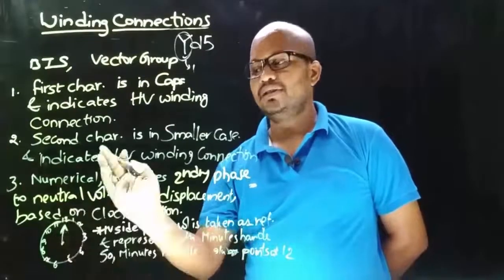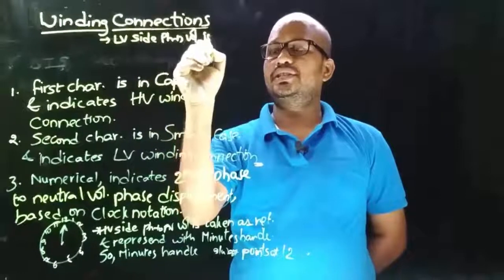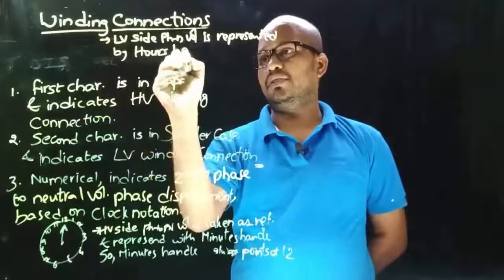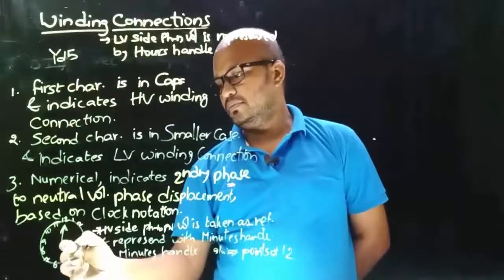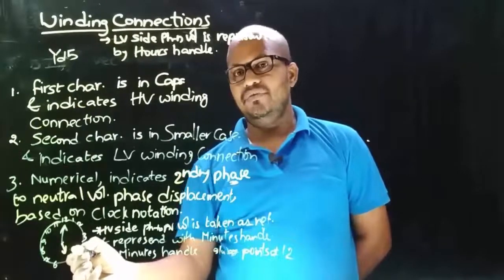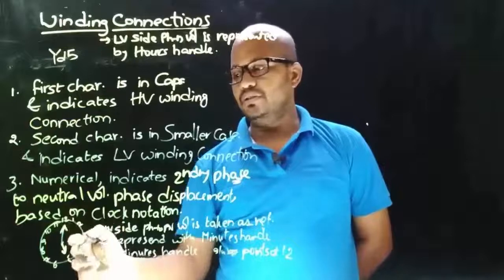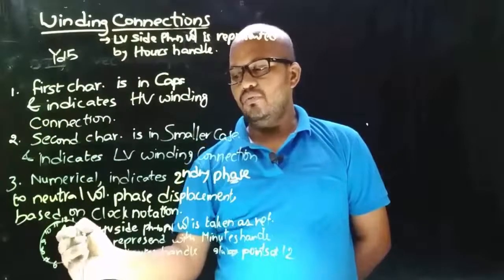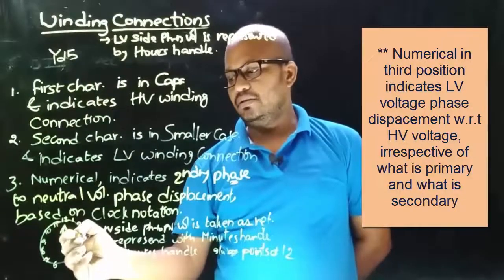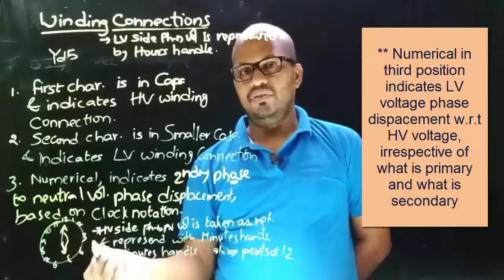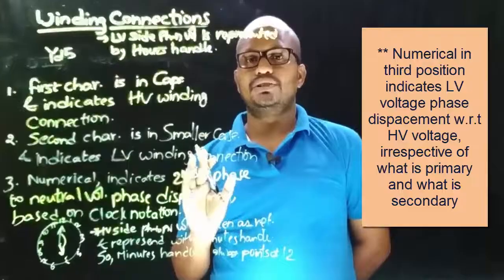So the minutes handle will always be at 12 and the LV side phase to neutral voltage is represented by the hours handle, which means here, as we took the example, the hours handle must point towards 5. This represents the LV side phase to neutral voltage, and from this example 5 indicates the secondary voltage phase displacement. Means from clock notation the angle between the minutes needle and the hours needle gives the secondary voltage phase displacement with respect to primary voltage. So here the angle between 12 and 5 is 150 degrees. Means the secondary phase to neutral voltage has a phase displacement of 150 degrees with respect to primary phase to neutral voltage. This is about vector groups.